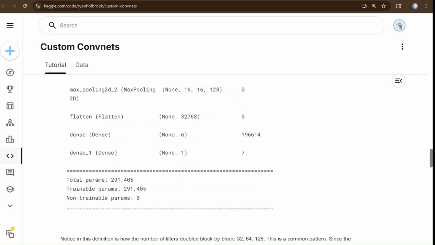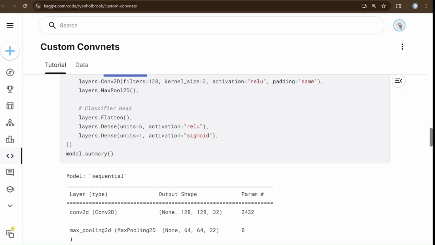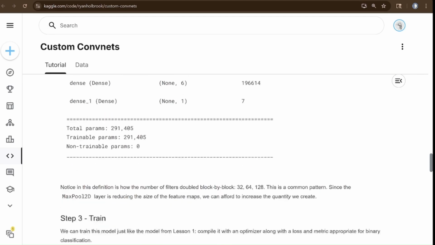Here you can see how many trainable parameters and how many non-trainable parameters there are, same for the first convolutional block, second convolutional block, and third block. As you wish, you can add more blocks also. This is how you have drawn a simple convolutional network. So you are building your own.